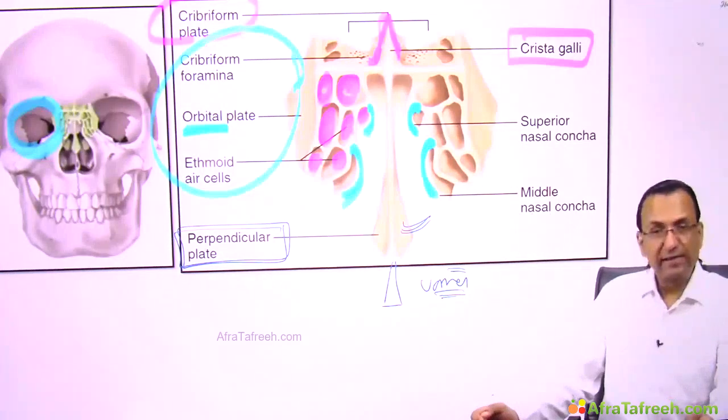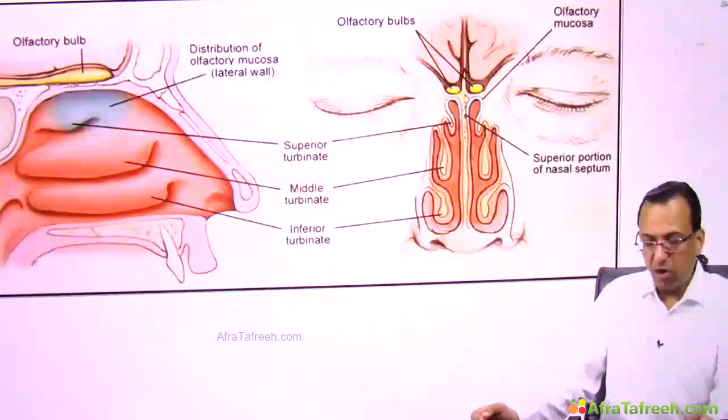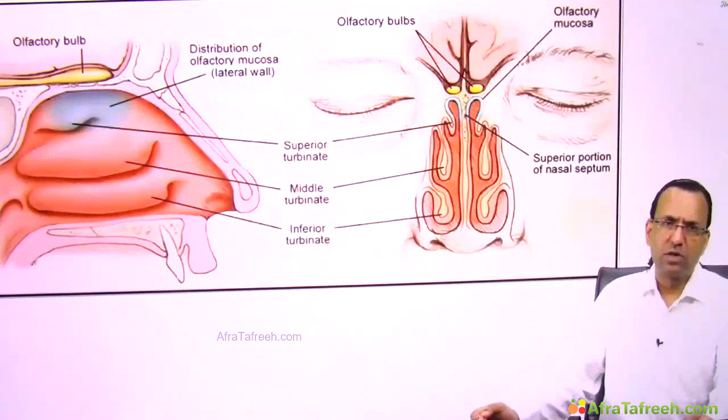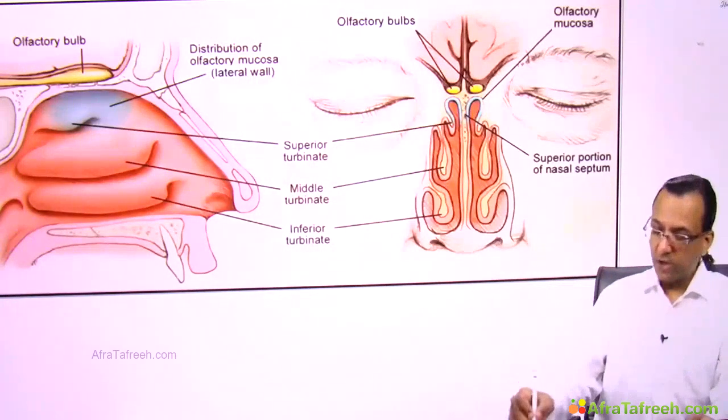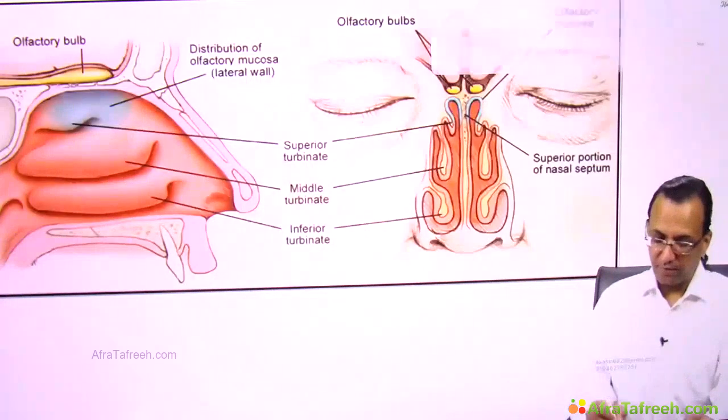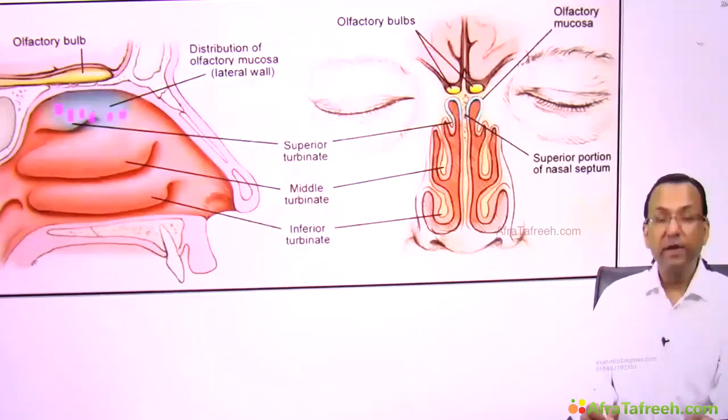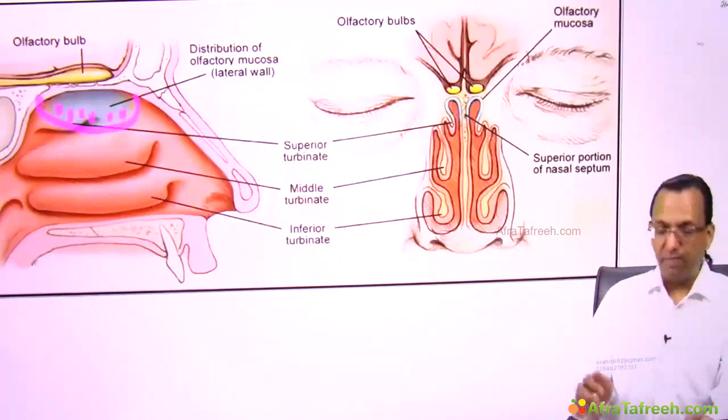Okay, what is the next thing? Next, you are looking at the olfactory mucosa. What is the olfactory mucosa? The one which has the neuron bodies of the olfactory nerve. Where are they? Above the superior turbinate, there is nasal mucosa.